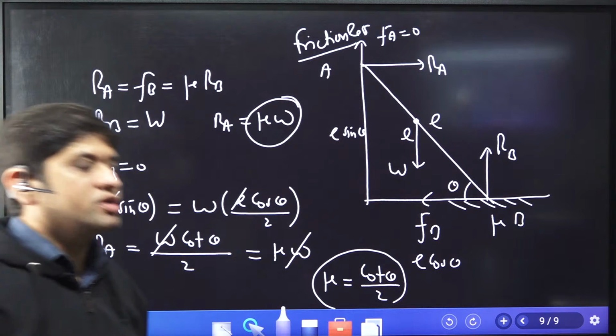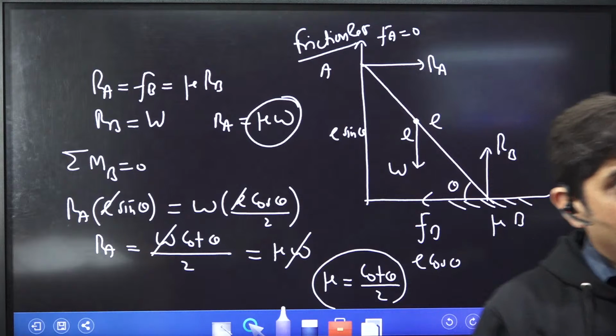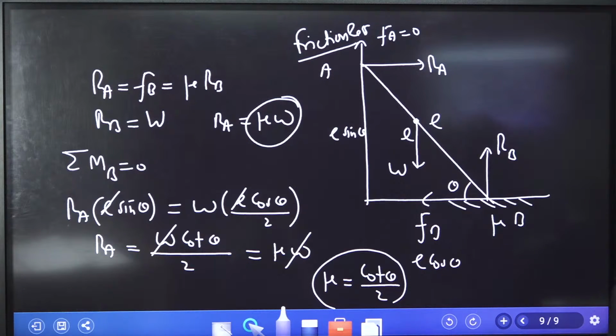And you know what type of question can be framed in the exam from here? If he gives you theta to be 45 degree and asks what should be the minimum coefficient of friction so that this ladder does not slide down or is in equilibrium, then we can find out cot 45 degree is equal to tan 45 degree, that is the same. So that is equal to 1 and mu will be 0.5.